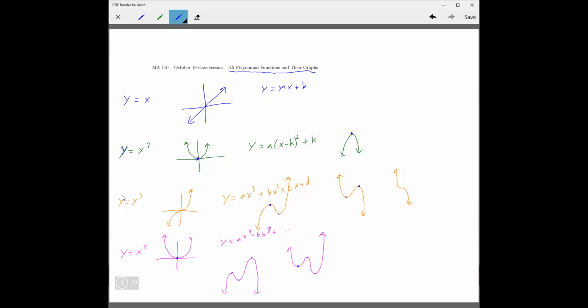Now notice here that with these odd ones, as you go to the right, here it's going up, and as you go to the left, it's going down. Okay, so the right and left are going in different directions. The same with this one. This is going up, that's down. Okay, so with the cubes, with the odd powers, you have one side going down and one side going up. With the even powers, they both do the same thing. So here they're both going up, here they're both going down. With the fourths, here they're both going up, here they're both going down, here they're both going up. Okay, so they're doing the same thing.